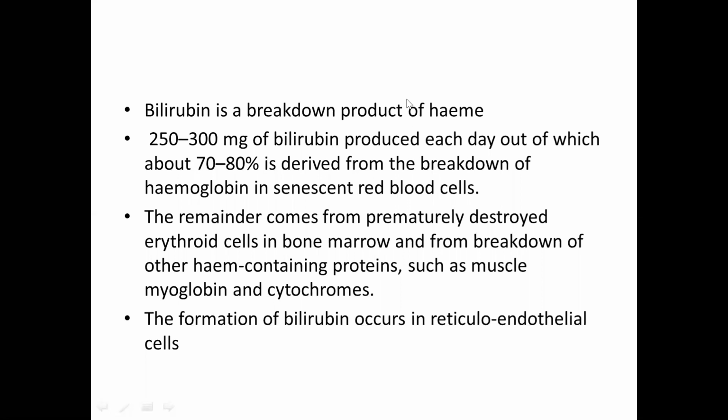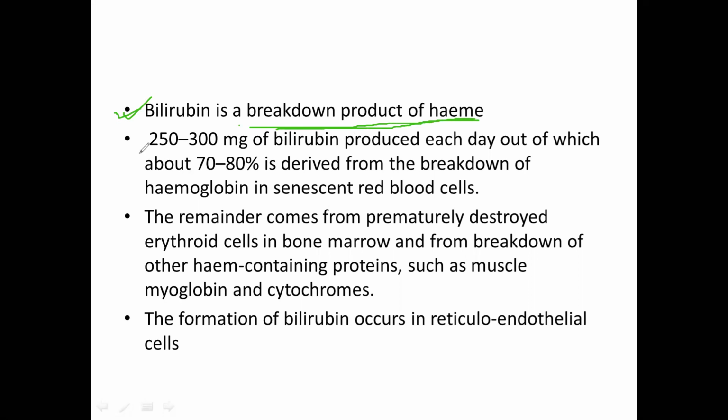First we will see pre-hepatic metabolism. That means how bilirubin is produced. All of you know that bilirubin is a breakdown product of heme. What is meant by heme? All of you know, there is no need to explain. So bilirubin basically is a product of breakdown of the heme part.